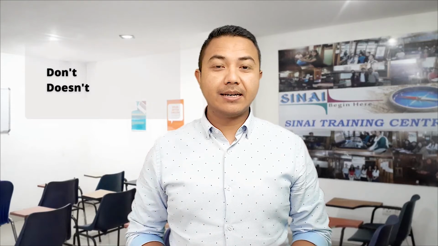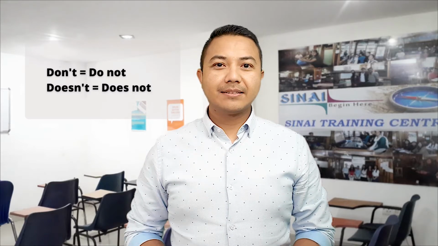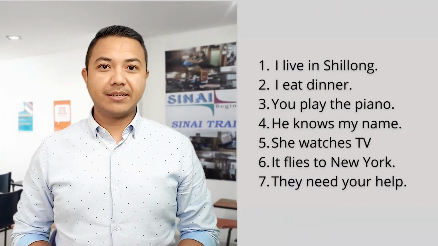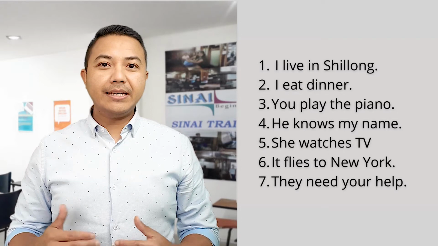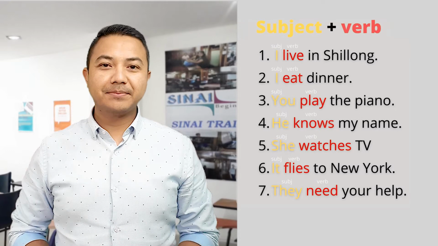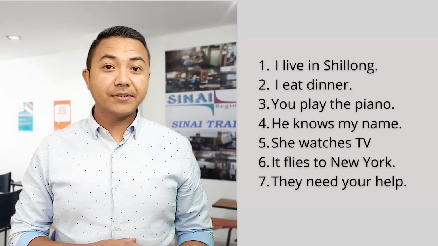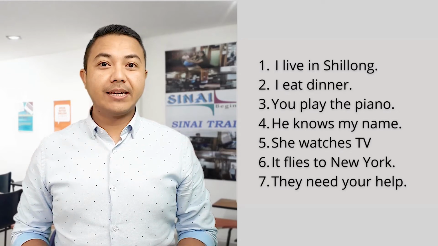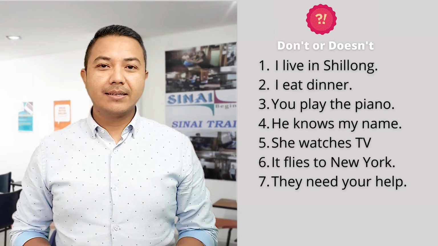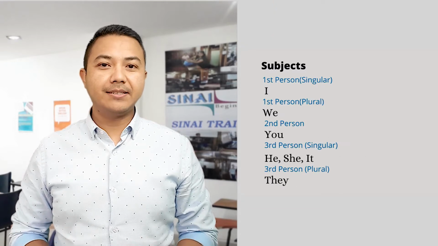Don't and doesn't are short forms of do not and does not. To learn how to use don't and doesn't, let's use 7 affirmative sentences. So in each of these sentences, we have the subject and the verb. Now to convert these affirmative sentences to negative sentences, we have to decide when to use don't and doesn't. To do that, we have to pay attention to the subjects of each sentence.